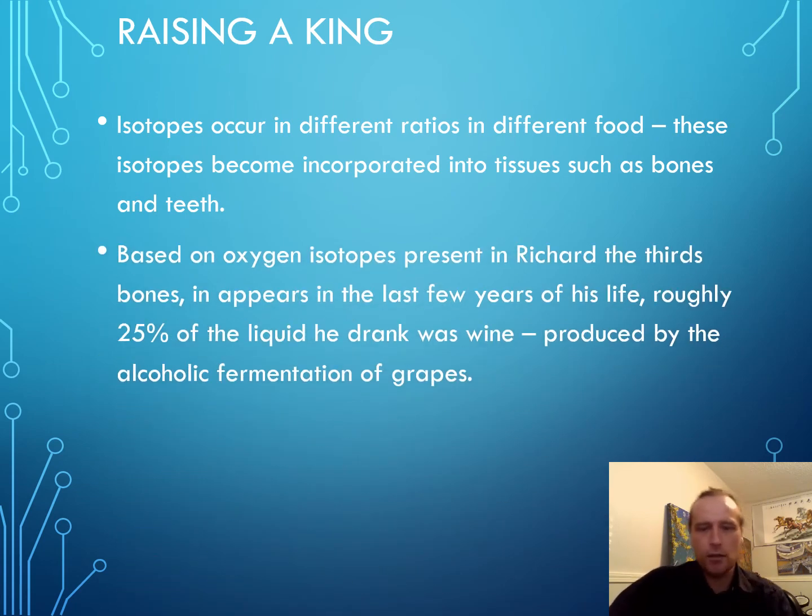Based on oxygen isotopes present in Richard III's bones, it appears in the last few years of his life, roughly 25% of the liquid he drank was wine produced by the alcoholic fermentation of grapes. Food fit for a king.